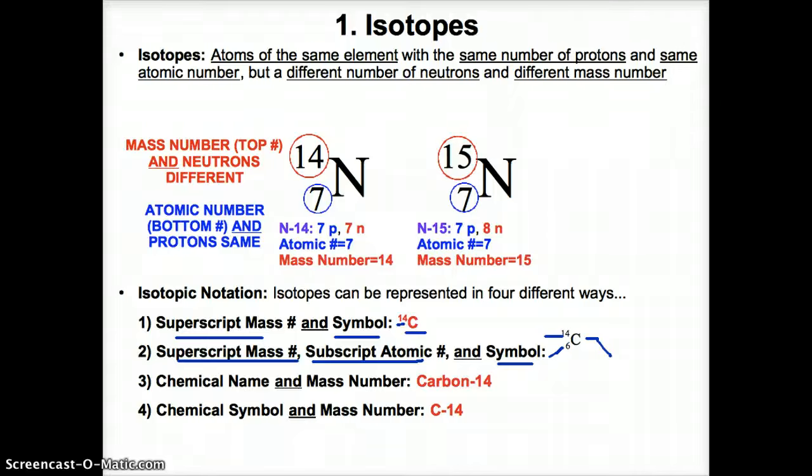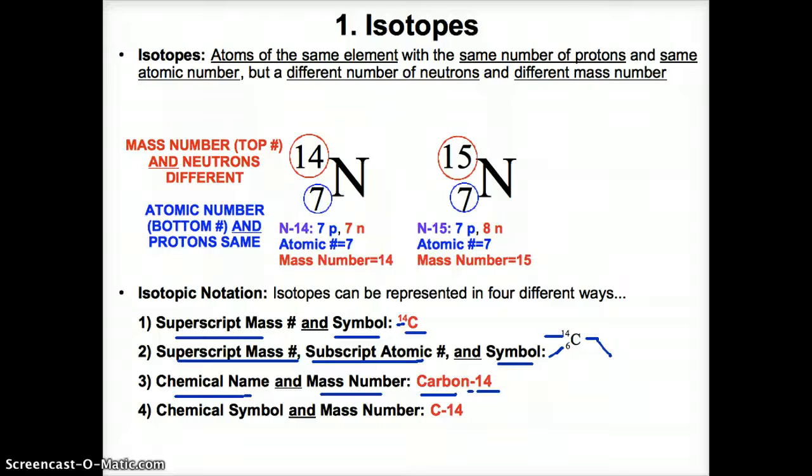The third way to represent an isotope is to write the chemical element's full name, usually from Table S, followed by a dash, followed by a mass number. So for carbon-14, write carbon as the element's full name, write a dash, and then finally write the mass number 14 after the dash to represent the mass number of the isotope carbon-14.